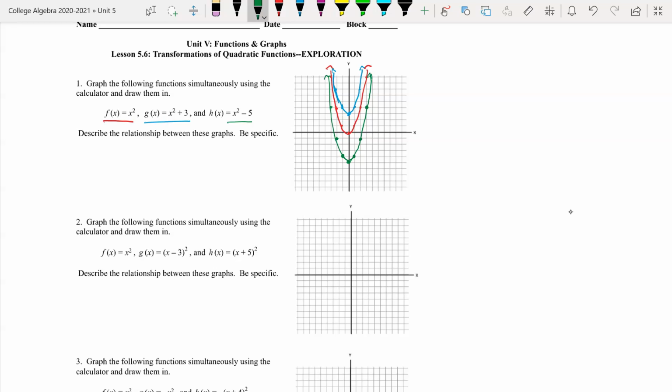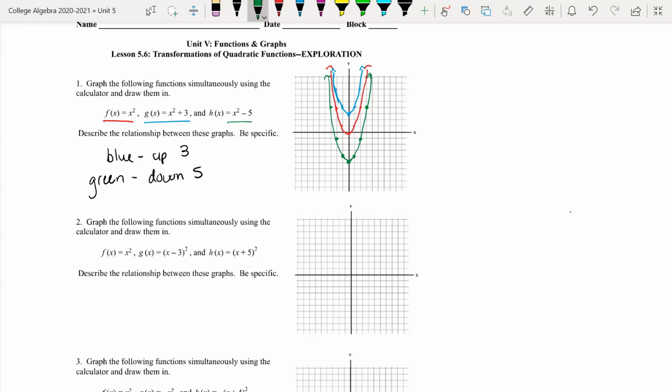So the whole point of this exploration is for you to see the transformations that we're going to be talking about. So describe the relationship between these three graphs. Well, if you look at the red one compared to the blue one, the blue, I would say, I move everything up 3. The green, I would say everything down 5. So a type of transformation is a vertical shift up or down.